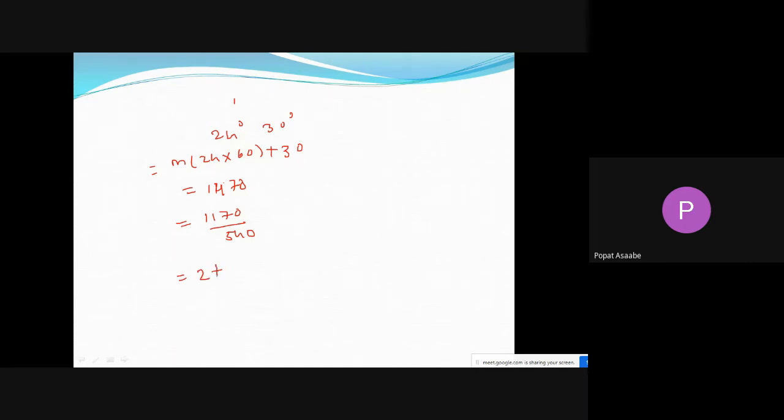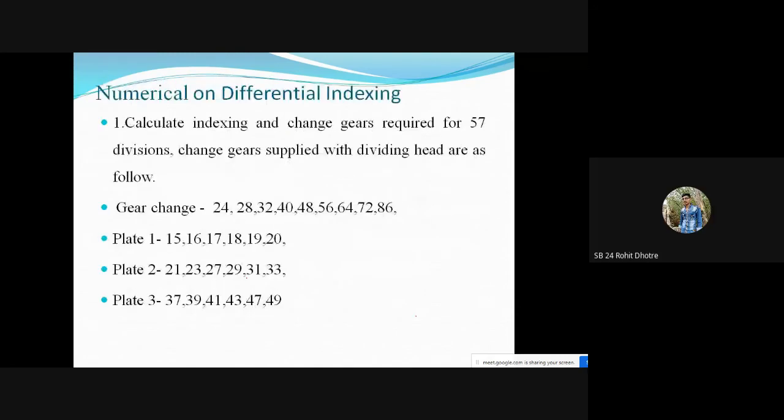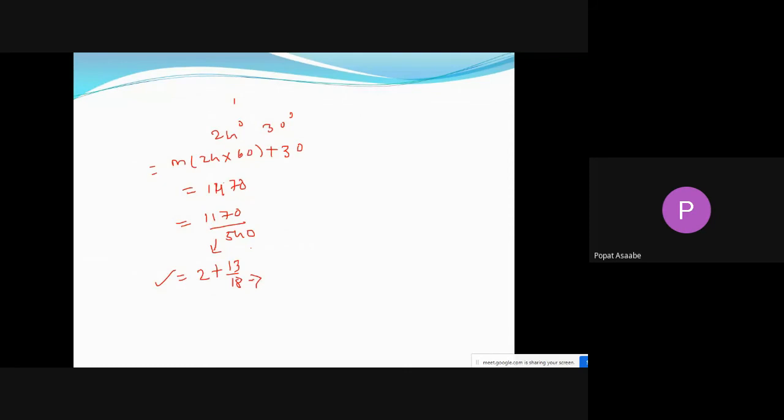I think it is correct. 2 plus 13 divided by 18 after solving this. Yes, sir, it is correct. Okay, and that 18 number is available. Yes, I think it is available in plate number 1. Okay, no problem. So it is not necessary to multiply by any number.